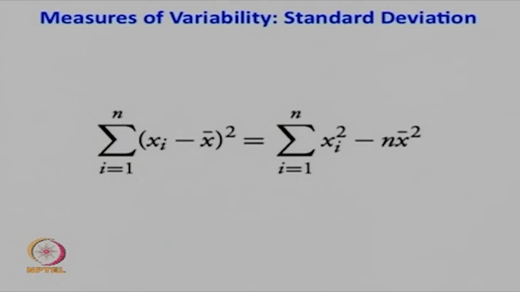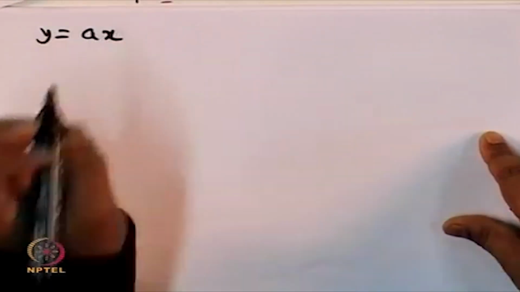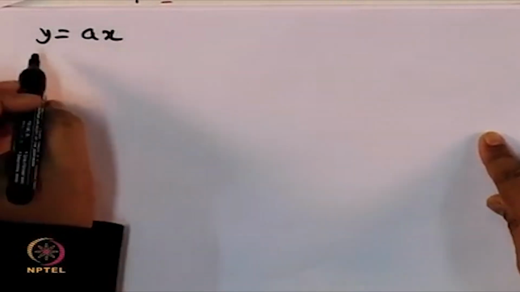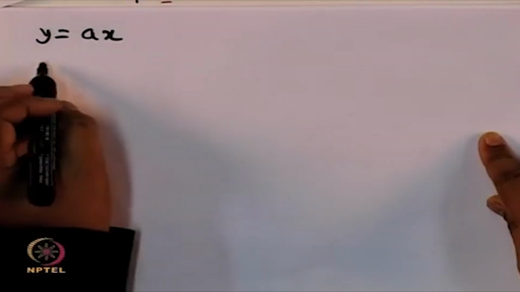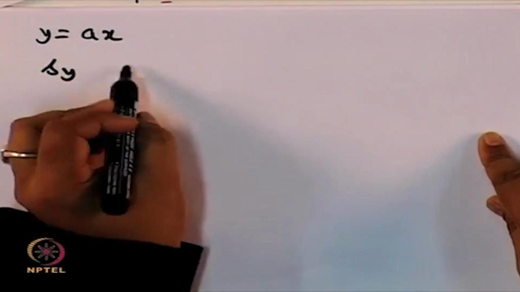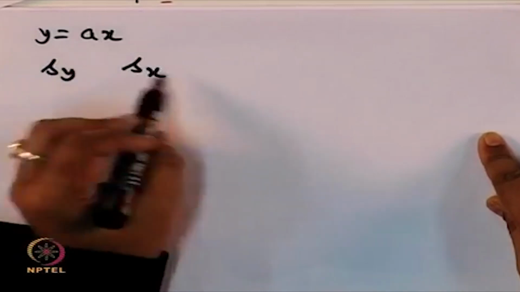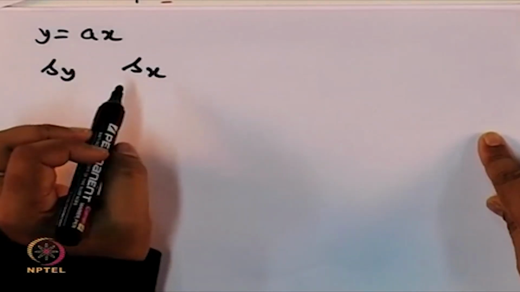Now let us do some transformations with standard deviation. So we again come to this particular term where you have three particular cases. Y is equal to ax, let us say. So the question is how are sy and sx related. What is the relationship between sy and sx?